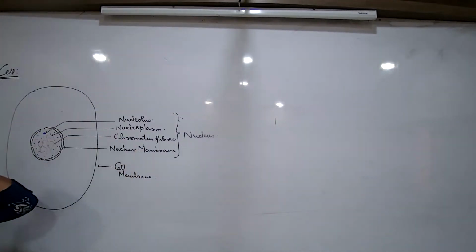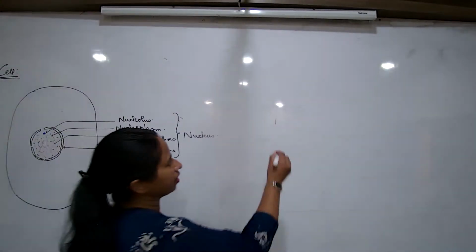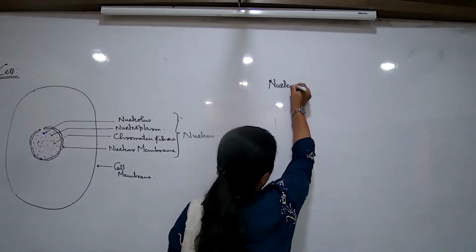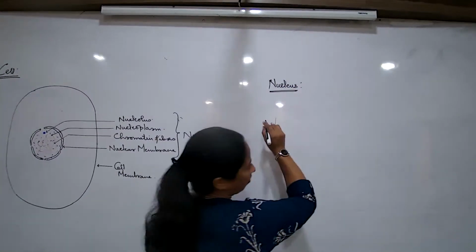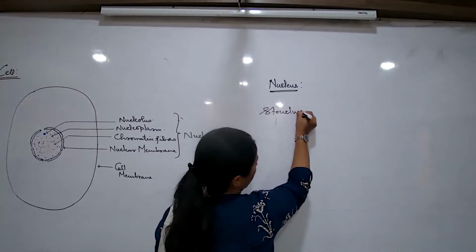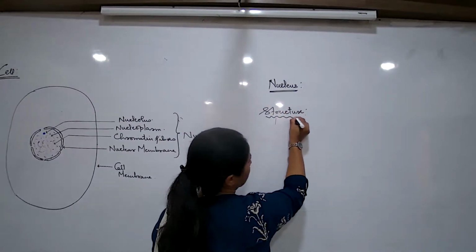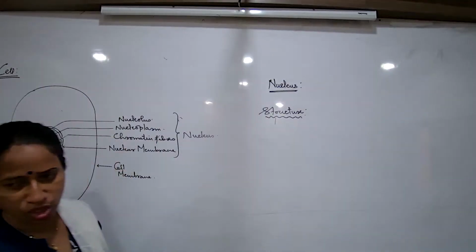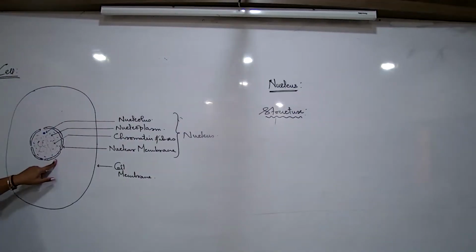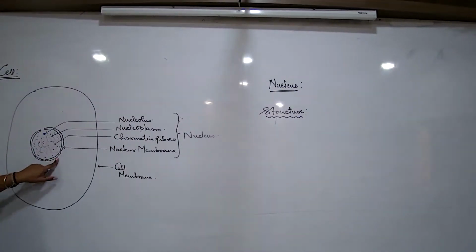We talk about the nucleus. Let us take the next cell organelle, that is the nucleus. What are we going to study? For the nucleus, we have to study the structure and the function. What is the basic structure of the nucleus? The nucleus is present both in plant and animal cells. Nucleus will always have a double-walled nuclear membrane. The nuclear membrane is always double-walled.